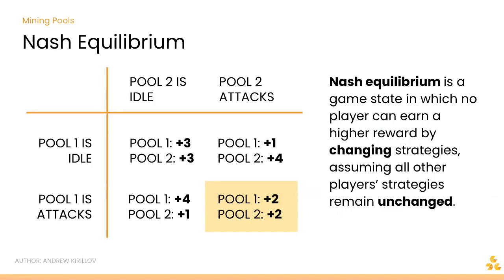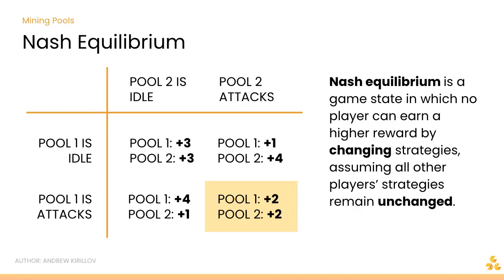So let's just go through this example. Let's say we started off with both pool 1 and pool 2 idle. This means both of them are not attacking each other. So if we start here, pool 1 plus 3, pool 2 plus 3. Does pool 1 have a strategy that would increase their rewards, if they assume that pool 2 is going to stay idle? Yes, because they can go from plus 3 to plus 4, assuming that pool 2 is idle.